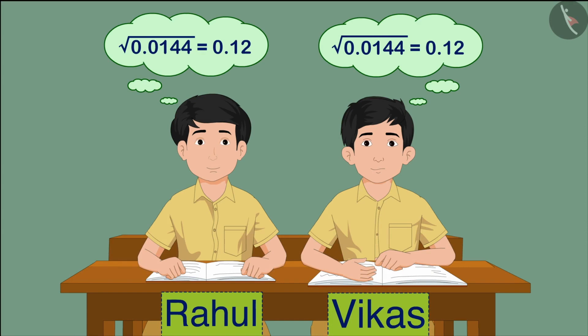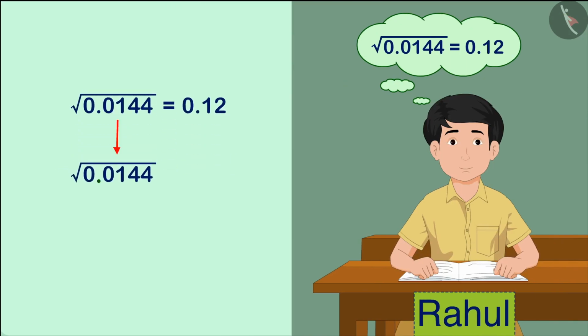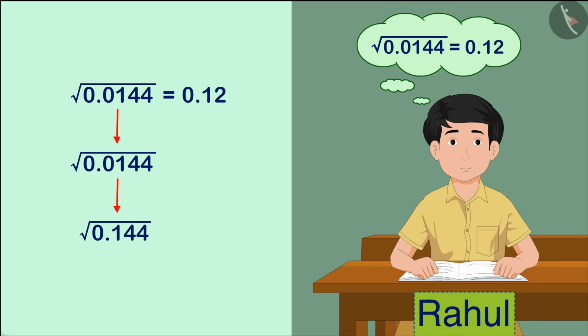The answer of both Rahul and Vikas is the same, but their understanding is different. Now let's look at Rahul's answer. He thought that there is no value of 0 after the decimal, so he removed the 0. This gave him the number 0.144.